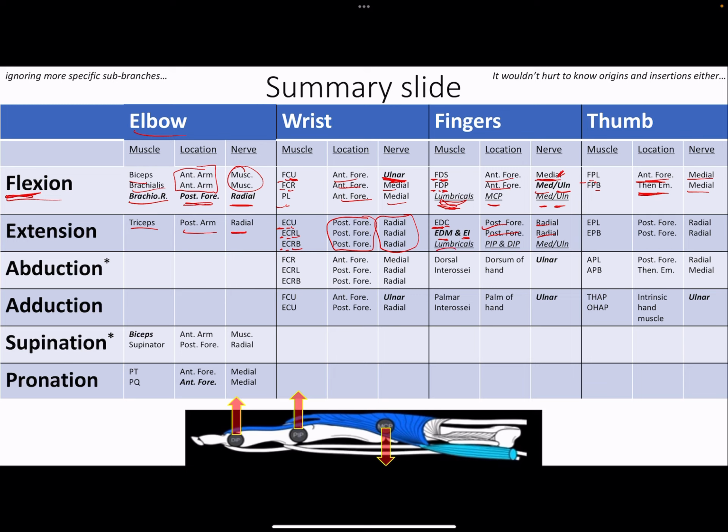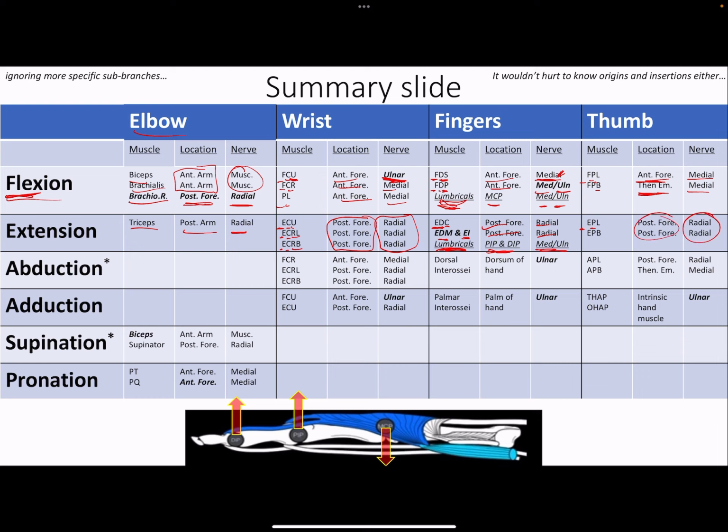But then we have the lumbricals. Lumbricals, again, are weird. They're complicated. Proximal and distal interphalangeal joints are going to be extended here. This is median and ulnar nerve dual innervation. You want to extend the thumb, extensor pollicis, posterior forearm, radial.